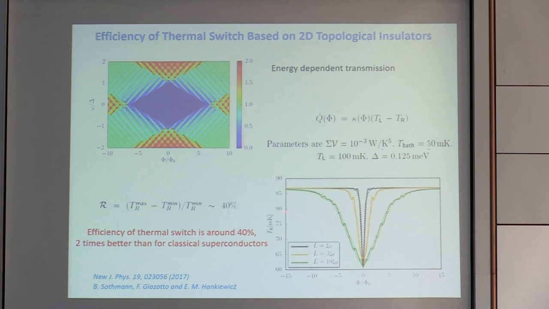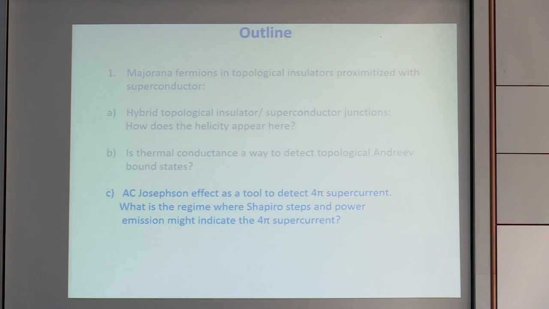As you can see here, the efficiency is really defined as the minimum minus maximum temperature and so on. Okay, in the last part, which I cannot talk much about because I have 1 minute, I wanted to tell you a little bit about the AC Josephson effect. So we were talking about how to see these topological Andreev bound states in the DC current. We talked about how you can see this in the thermal conductance. And then the last part is how to see it in the AC Josephson effect.